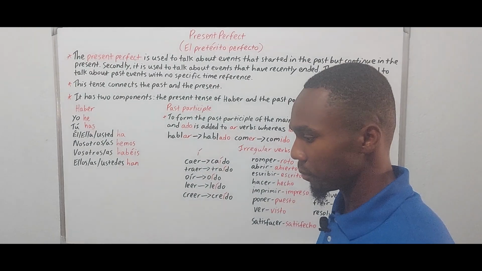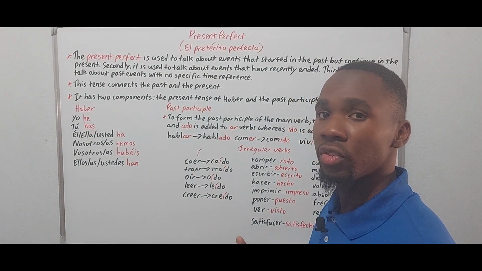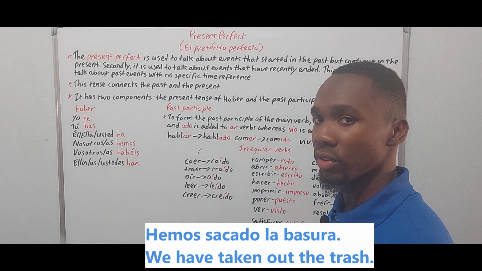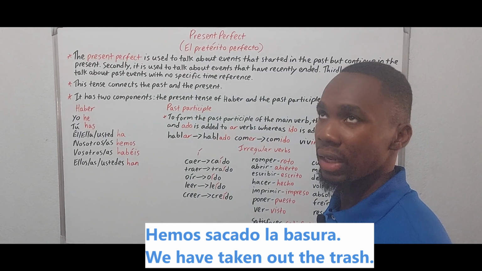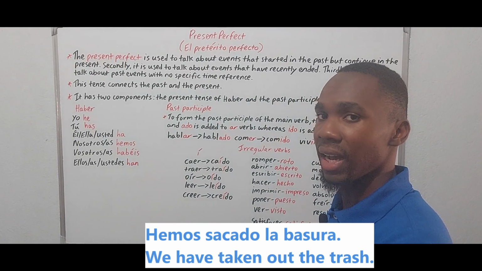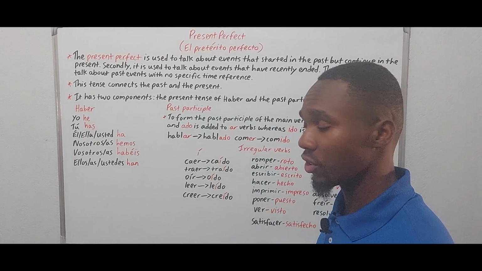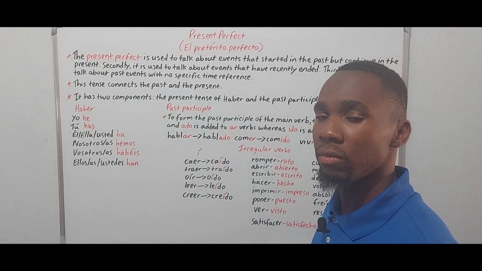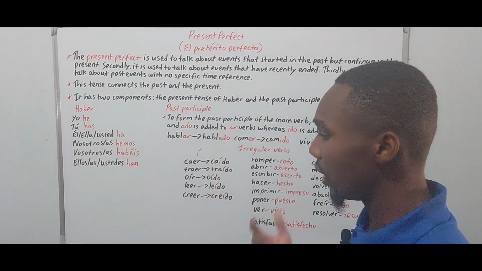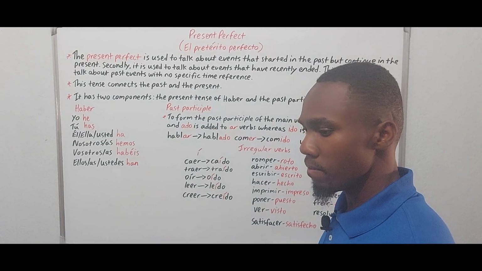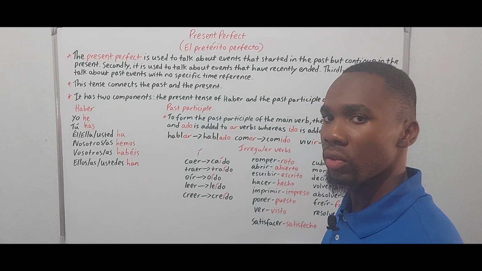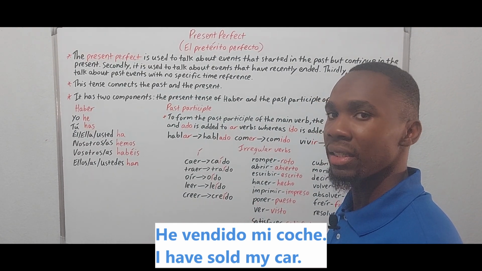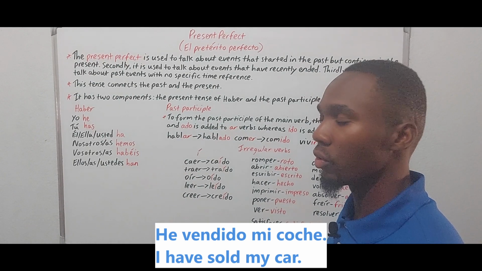So let's practice. Hemos sacado la basura. We have taken out the trash. You know, sacar would be an AR verb, so sacado. And of course, I don't have to use these examples. I could use any regular verb. Let's use an ER verb. He vendido mi coche. I have sold my car.